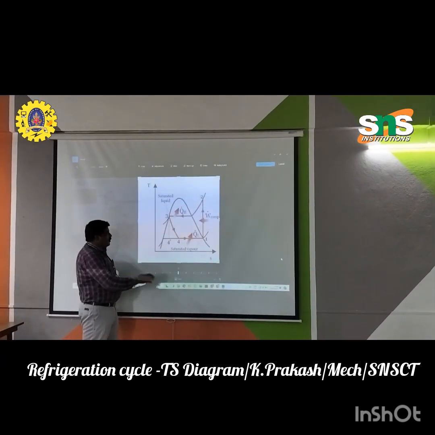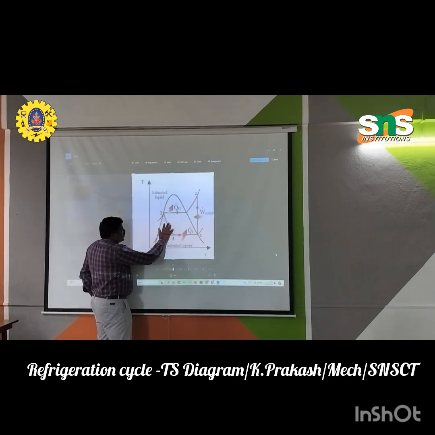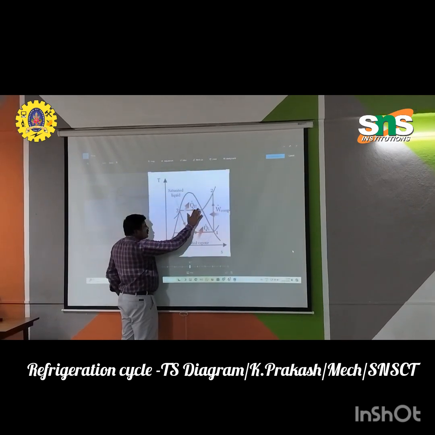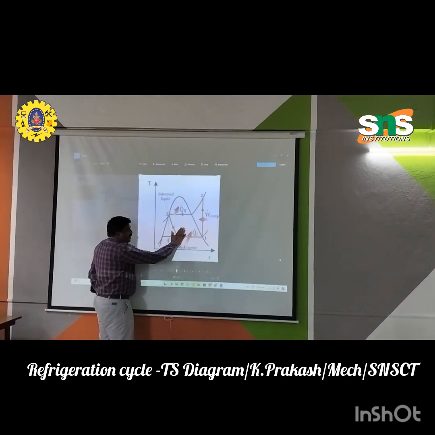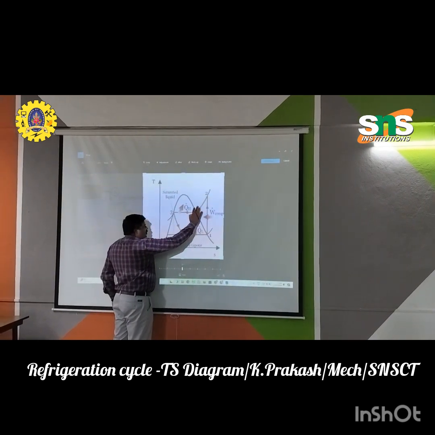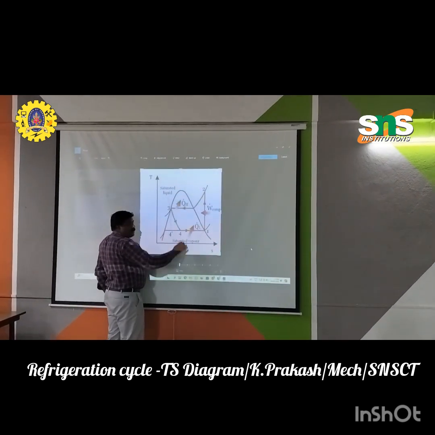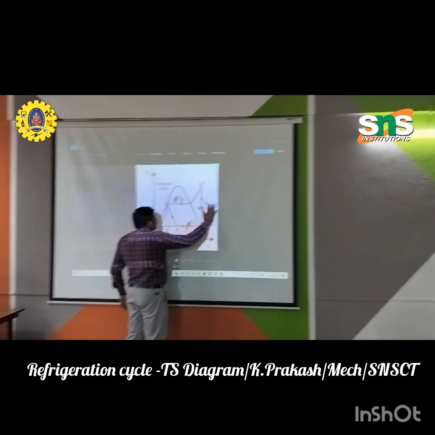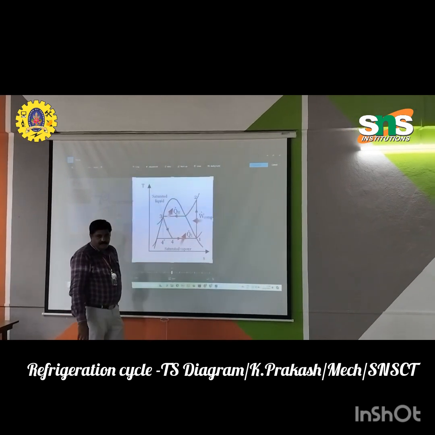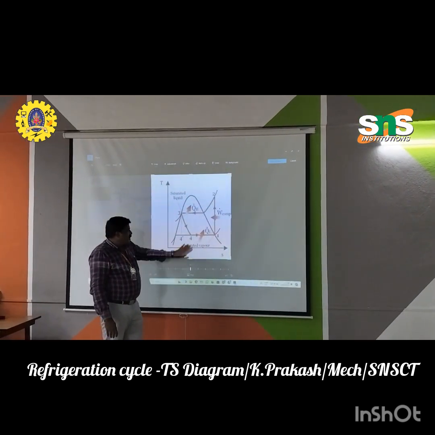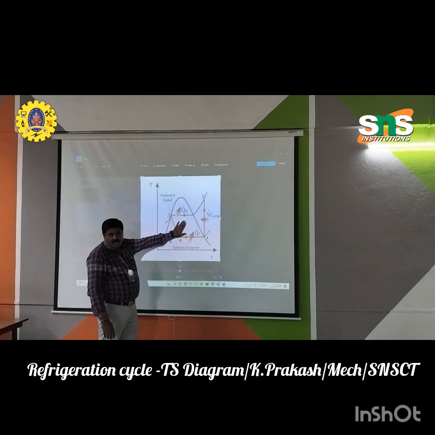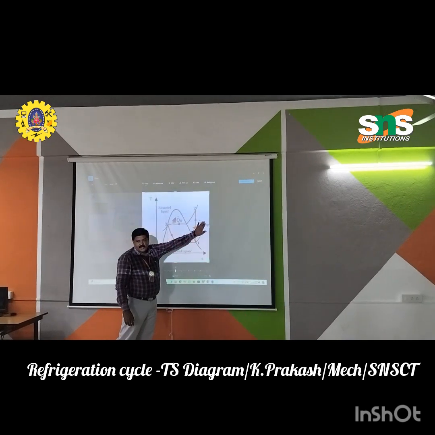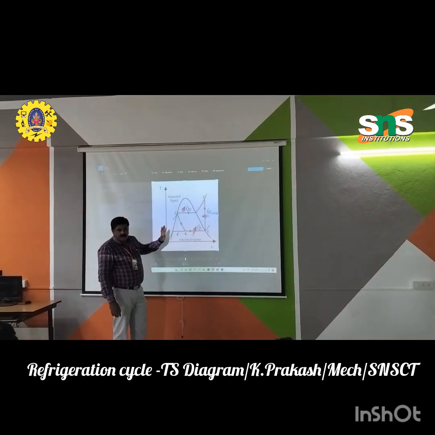Here the liquid is getting heated and becomes wet steam. This area is wet steam. When it reaches this line, it becomes dry steam. After this line, this area is superheated. So in this region it is liquid plus vapor. Here it is liquid. Here it is only vapor state. Now can I differentiate?